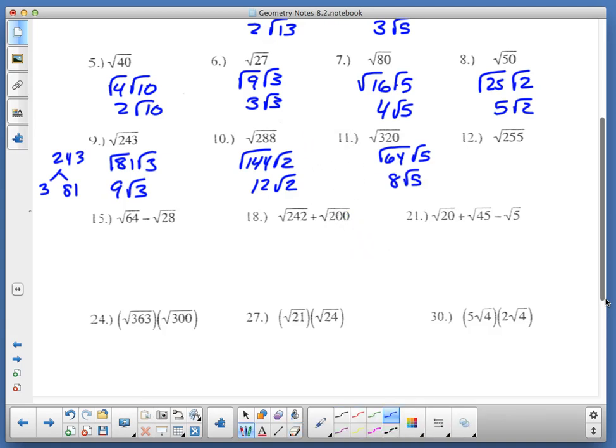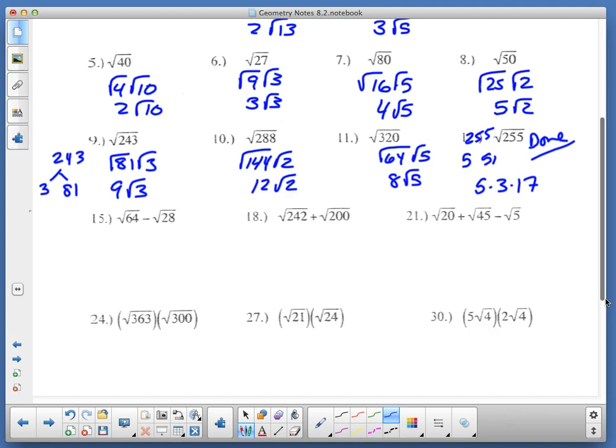Now, 255, that ends in 5. So that's 5 times 51 is 255. Okay, 51 is 3 times 17. That's it. Done. I can't do anything more because I got 5 times 3 times 17. Those are the values that will bring me to 255. Okay, so that's done.